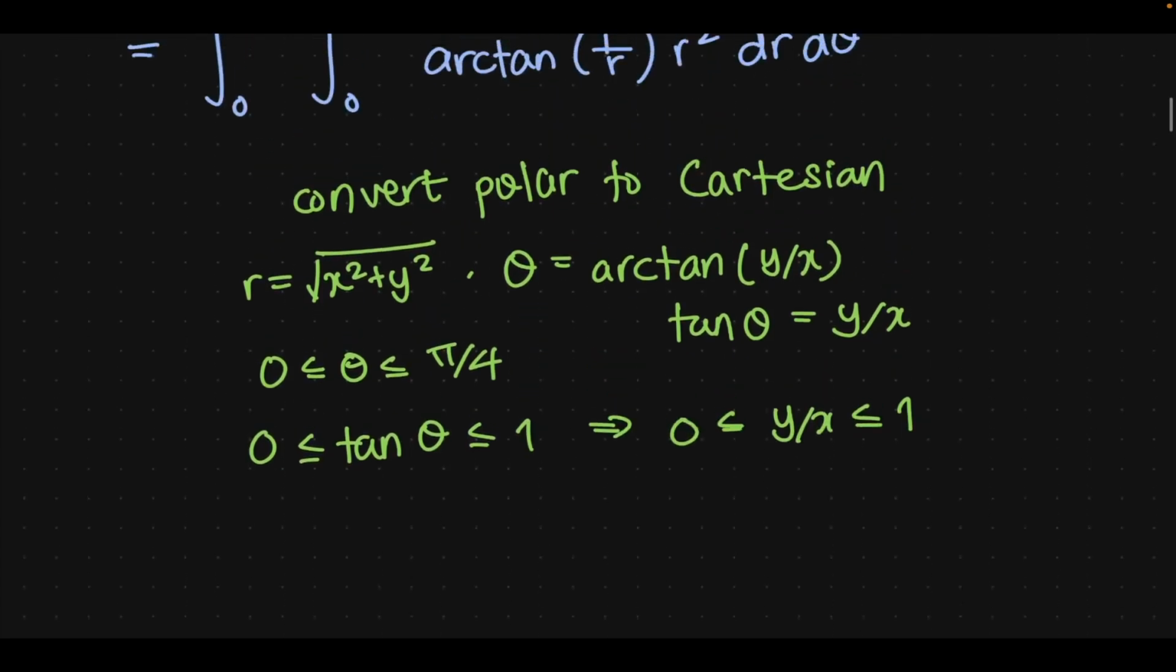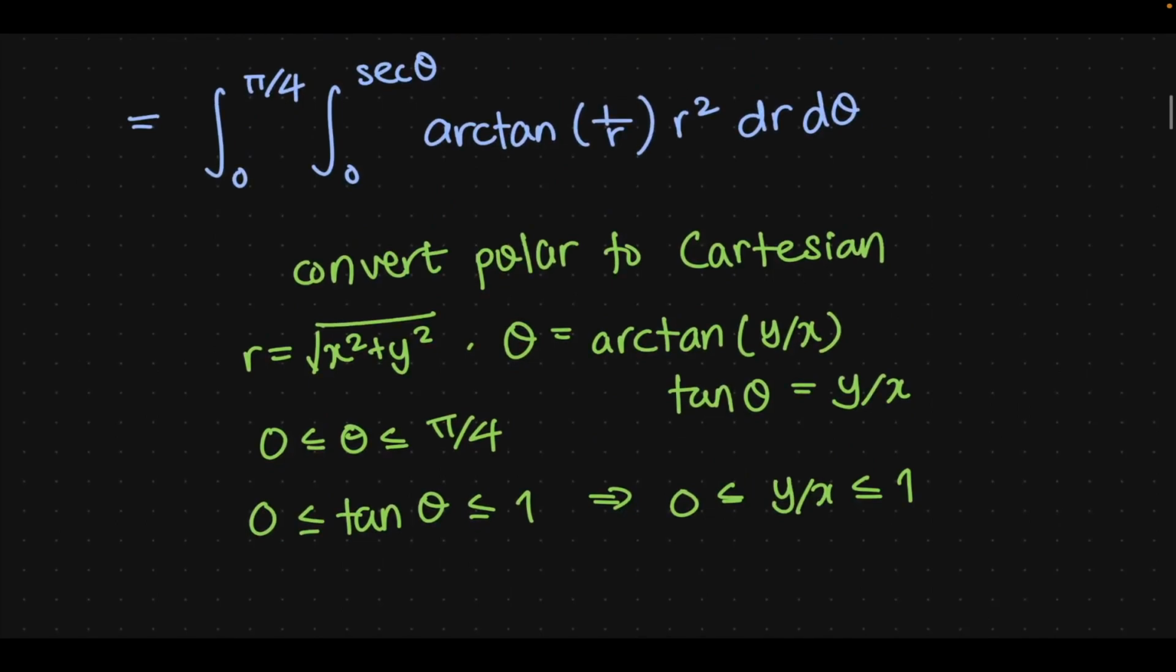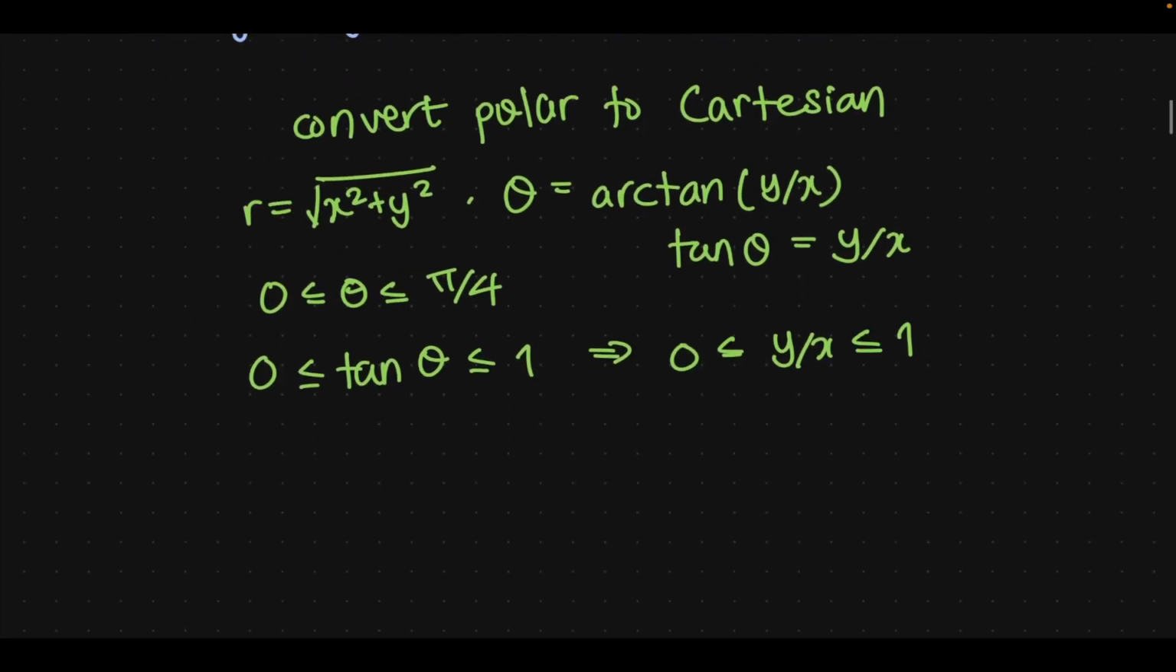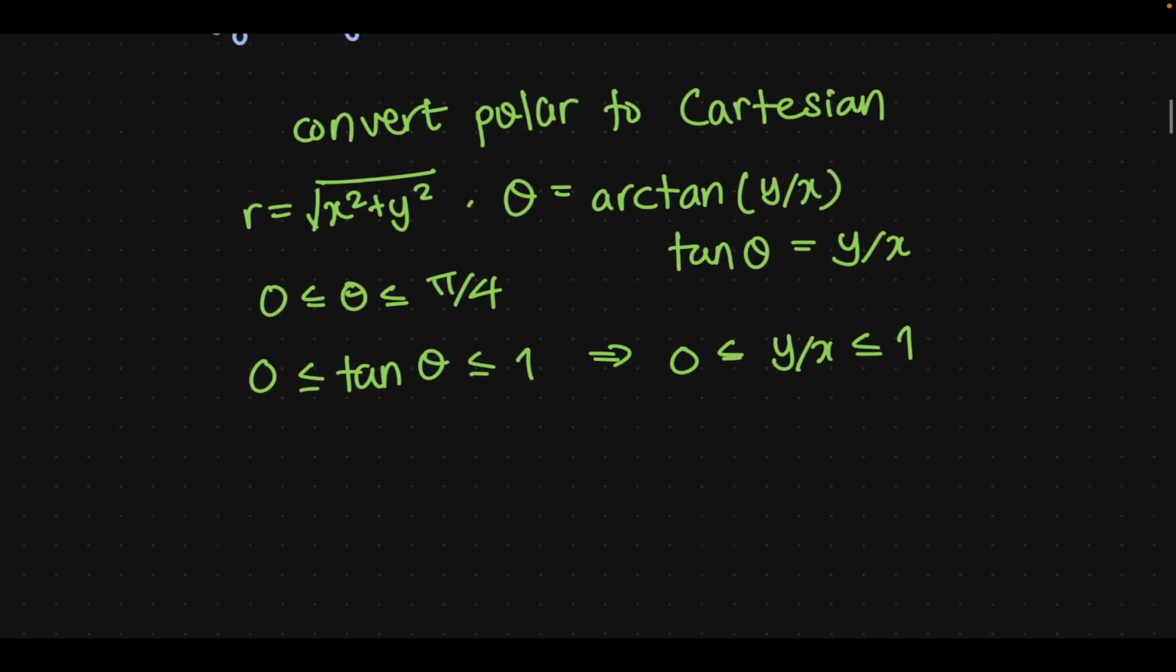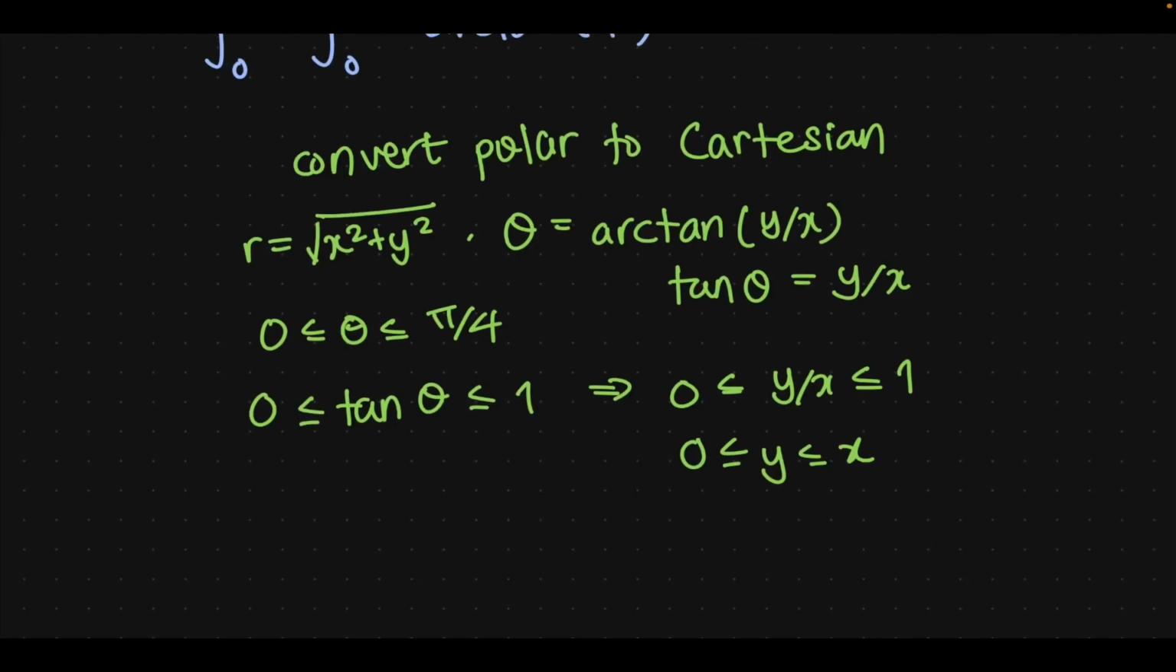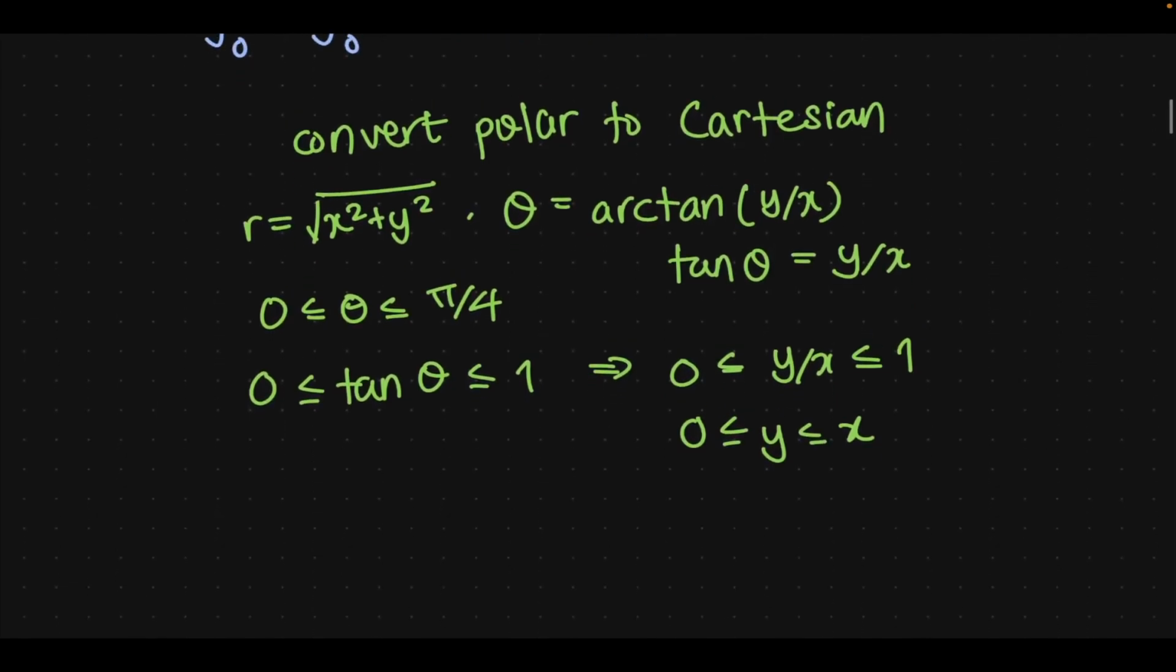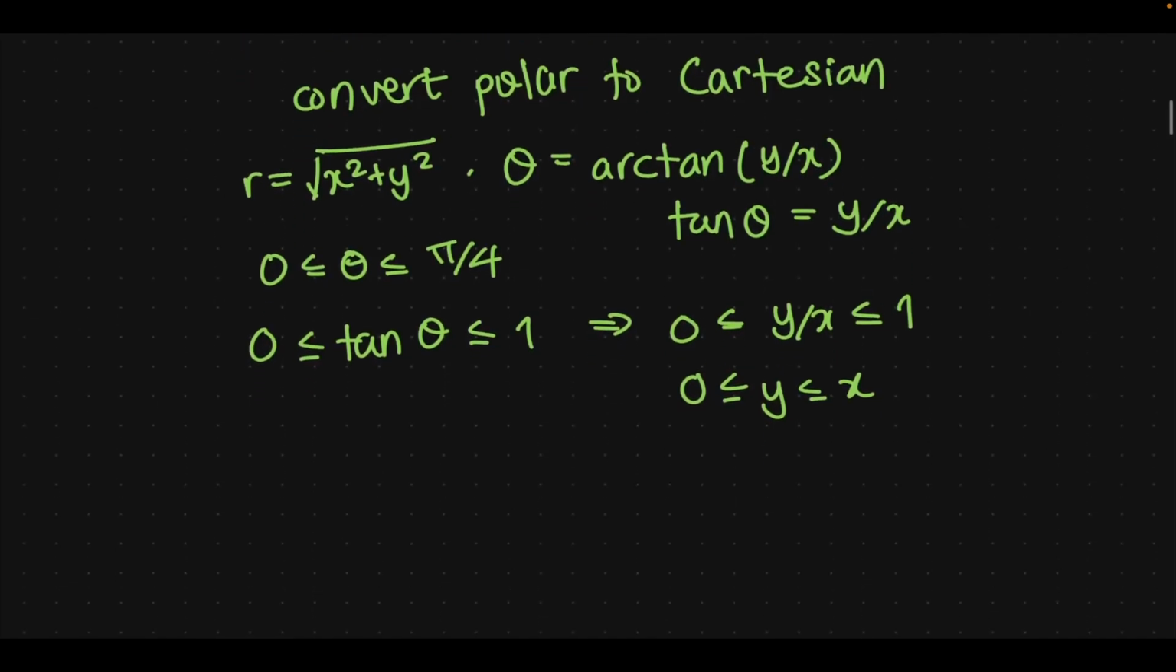Now x and y are all in the first quadrant because the angle is going from 0 to pi over 4. The first quadrant is from 0 to pi over 2. Pi over 4 is well within the first quadrant, and x and y are both positive. So we can justify moving the x around on both sides. So we get y is less than or equal to x. Perfect. Let's look at the other inequality, which is r is between 0 and secant theta.